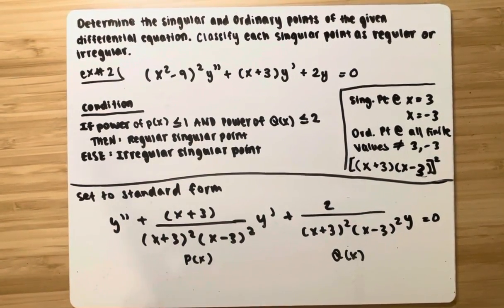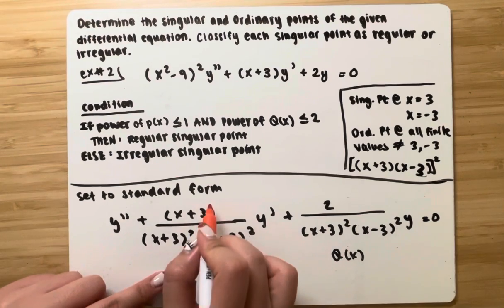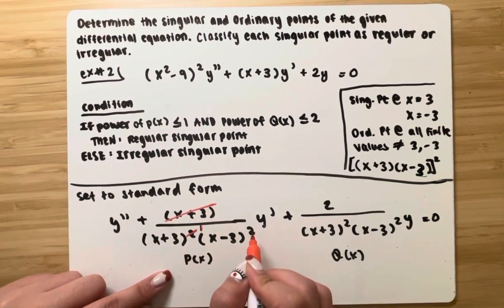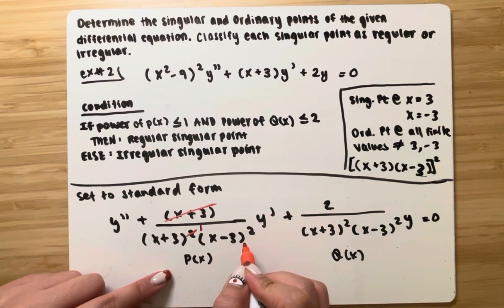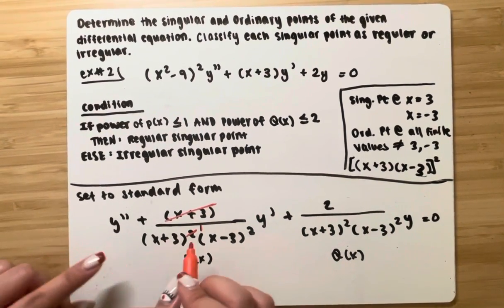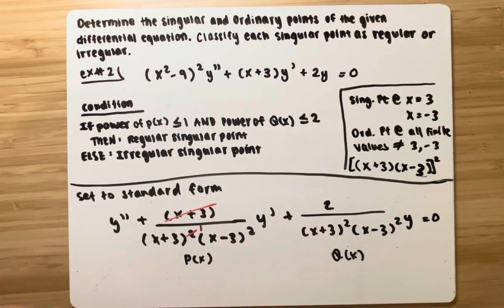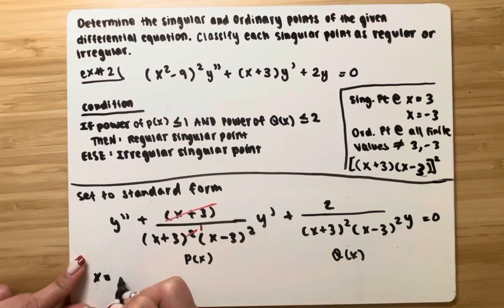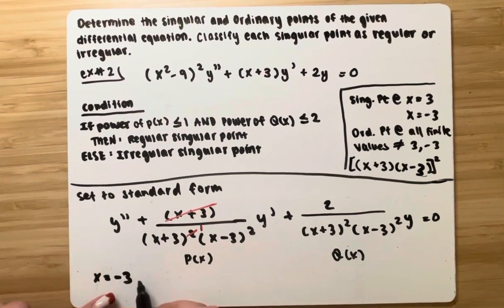Now you want to find the power of these terms. So you can cancel these out. You are left with the power of 1 for x plus 3, and power of 2 for x minus 3. Now, does this condition hold true for p of x? With p of x, we need the power to be less than or equal to 1. For x plus 3, the power is less than or equal to 1 because the power is 1. So x equals negative 3, this holds true.